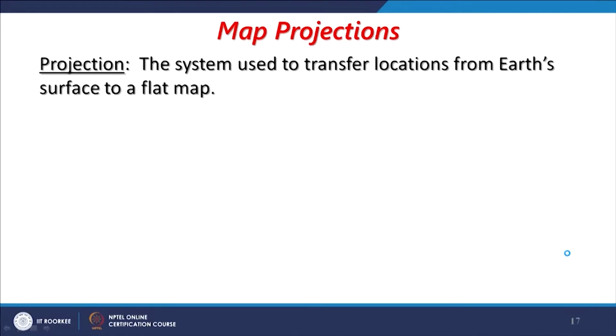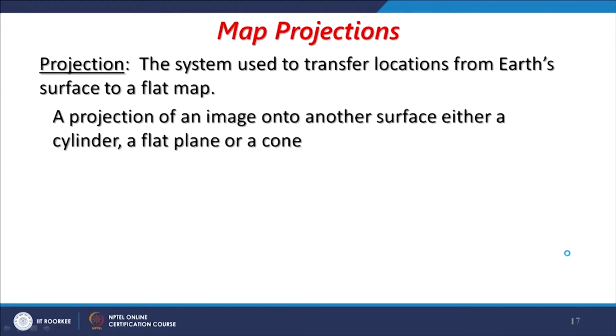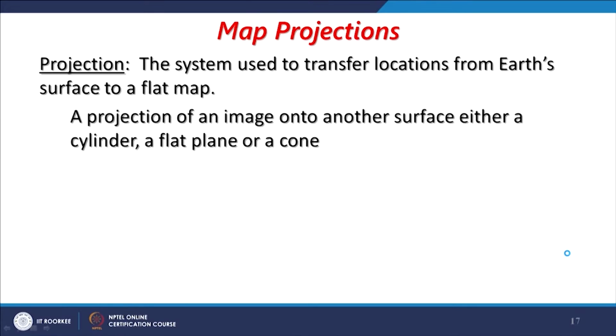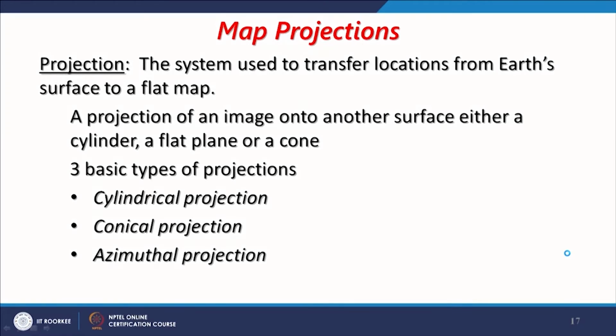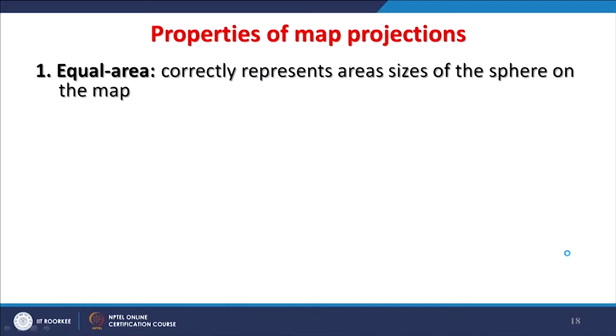Projection systems are basically the systems, computer or GIS, used to transfer locations from the Earth's surface to a flat map, and projection of an image or satellite image onto another surface, either a cylinder, a flat plane or a cone, depending on where it is located. The basic types of projections I have already discussed are cylindrical, conical and azimuthal; these are the three basic types.